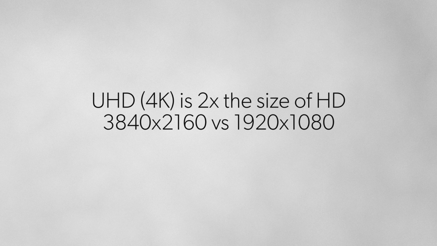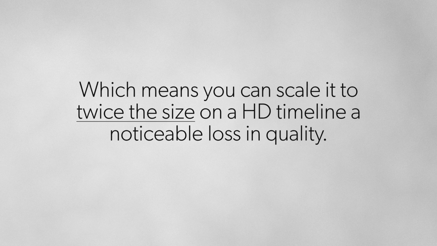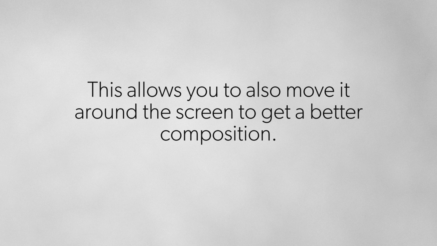And what this means is you can scale the 4K up twice the size and it will still be as sharp as the HD timeline behind it. And you won't have a noticeable loss in quality. It will be pixel for pixel 1080p. It allows you to reposition your frame and redo the composition or get better composition than what you had when you shot it.